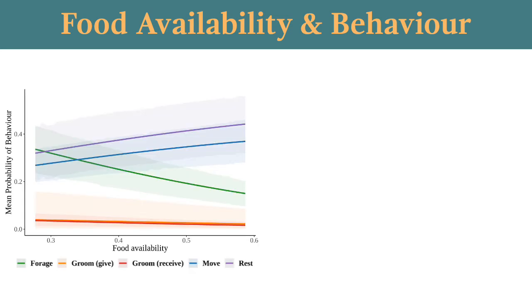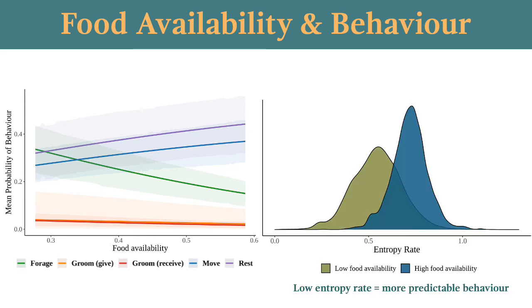Despite these influences of parasites on behavior, the predominant predictor of behavioral change was food availability. That is, food availability resulted in the largest changes in behavior. So here we can see a very large reduction in the probability of foraging when food availability is high. Behavior also became more unpredictable. This is likely because monkeys spent less time engaged in a single behavior, foraging, and more time on other behaviors.